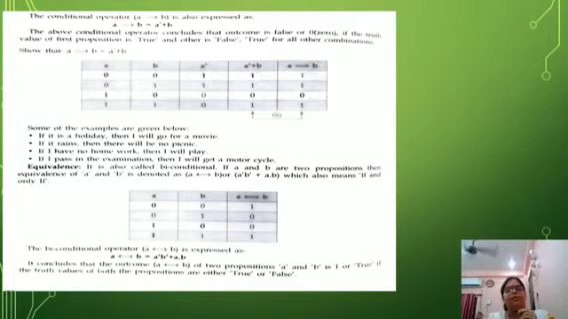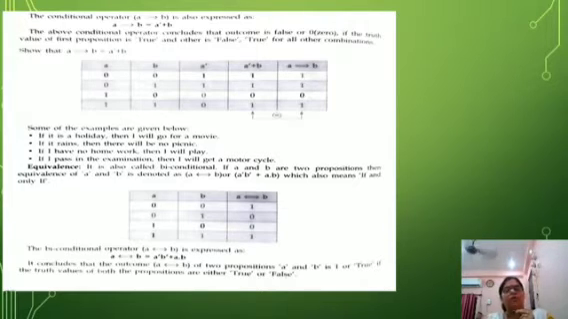Okay, see here, some examples are also here. If it is cloudy, then we will go for a movie. If it rains, then there will be no picnic. If there is homework, then I will not play. If you let me have a biscuit, then I'm going to drink tea, otherwise not. This is a very general example for you all.